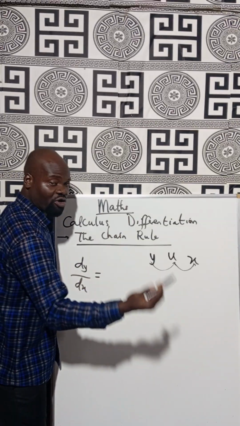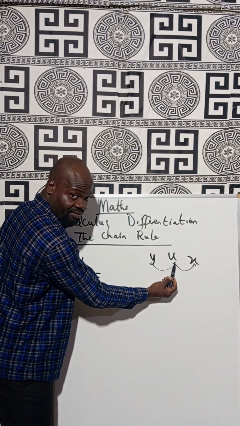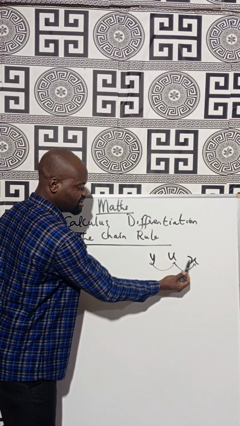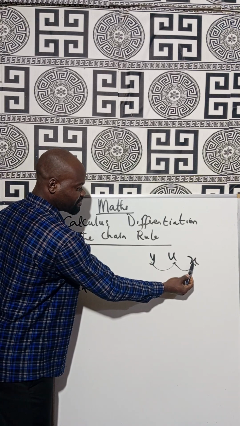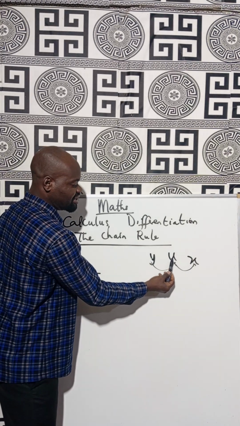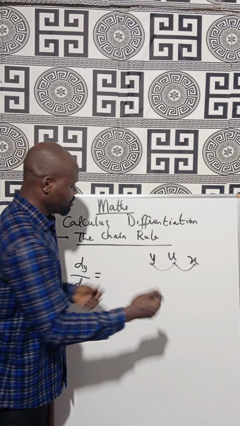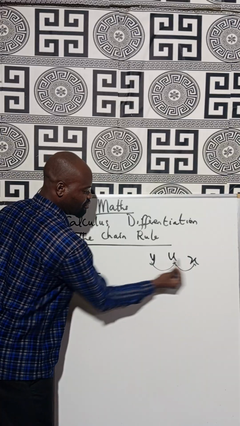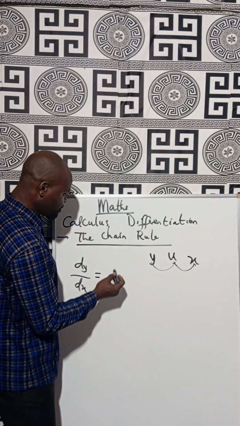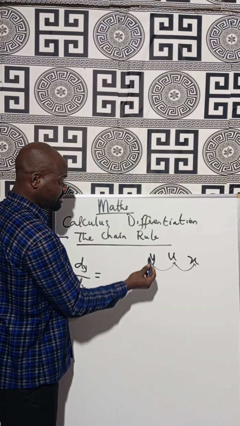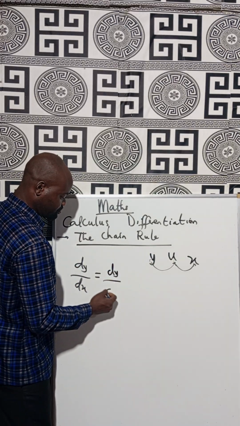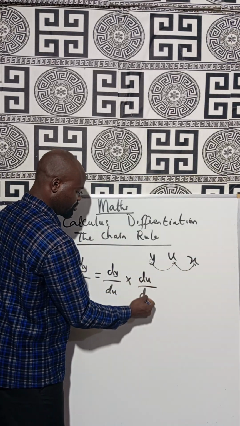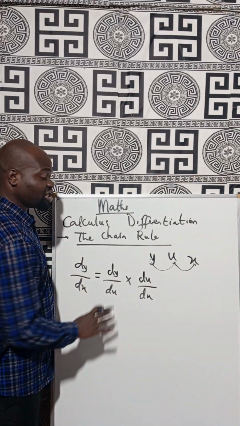It means I can go from y to u firstly, that's dy/du, and then from u to x, that is du/dx. That is my dy/dx equals dy/du times du/dx. That's a chain. So there's a chain in between y and x, and that is u. So a chain between them, the chain rule. You understand me now? So dy/dx equals dy/du times du/dx. Hope you get that. So that is the chain rule.